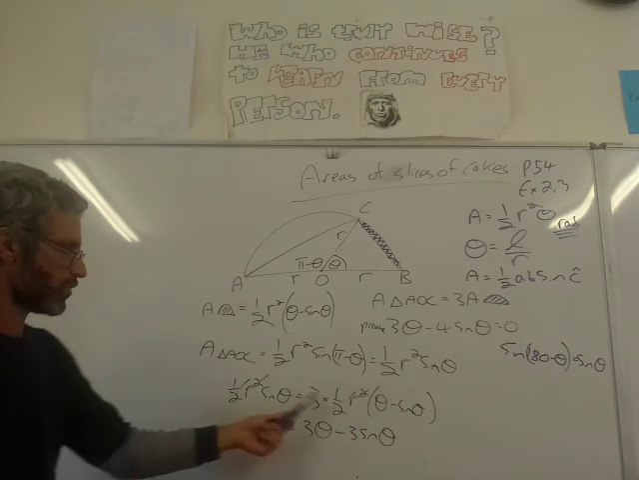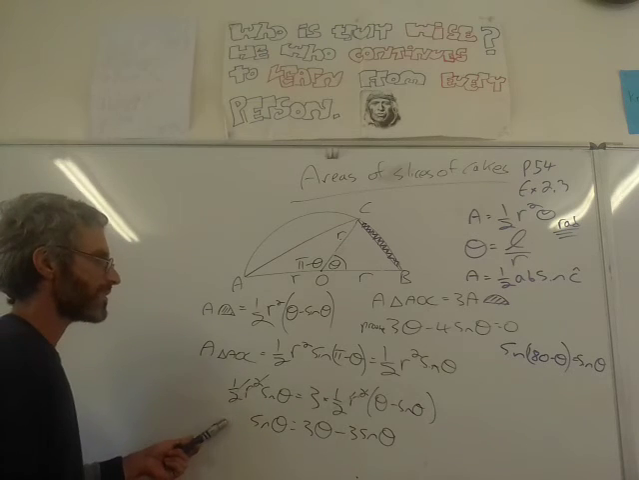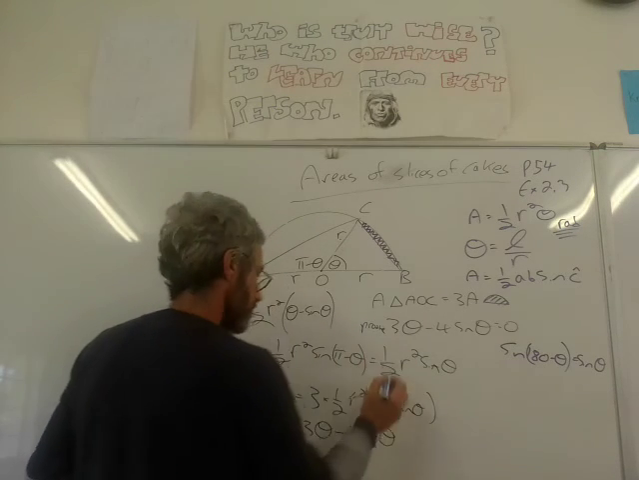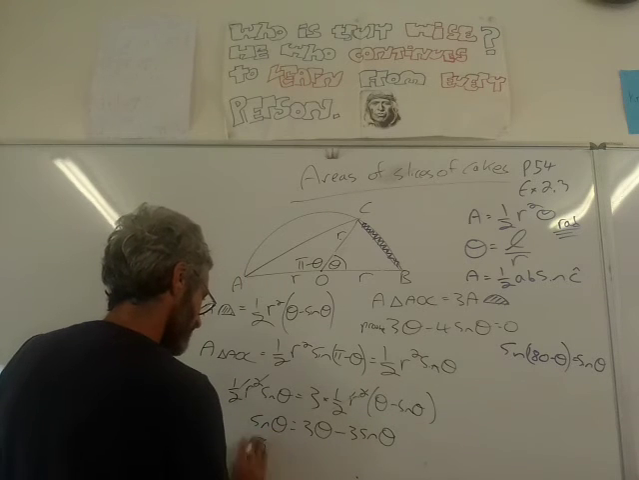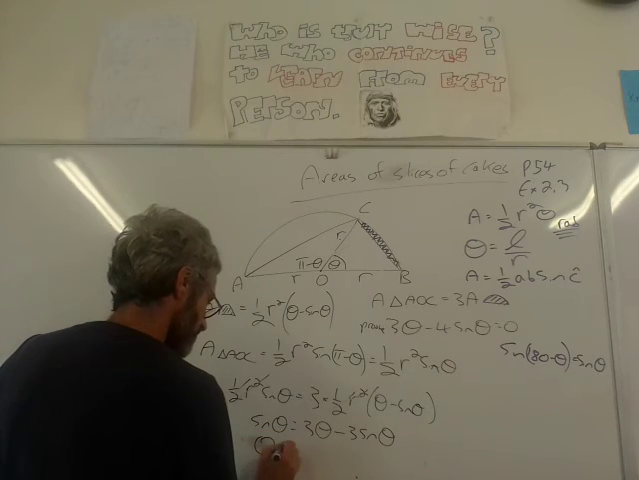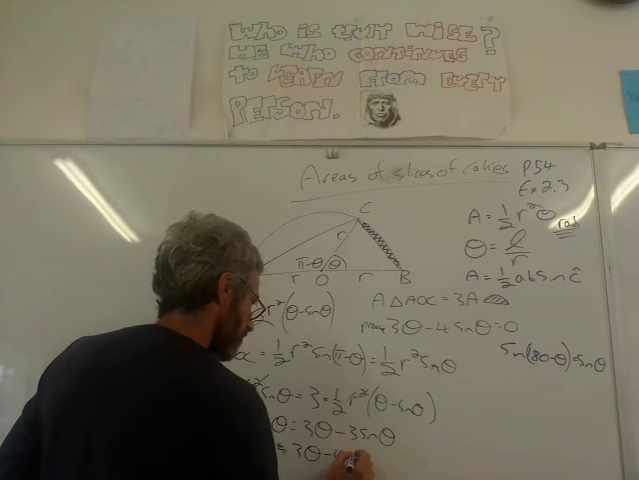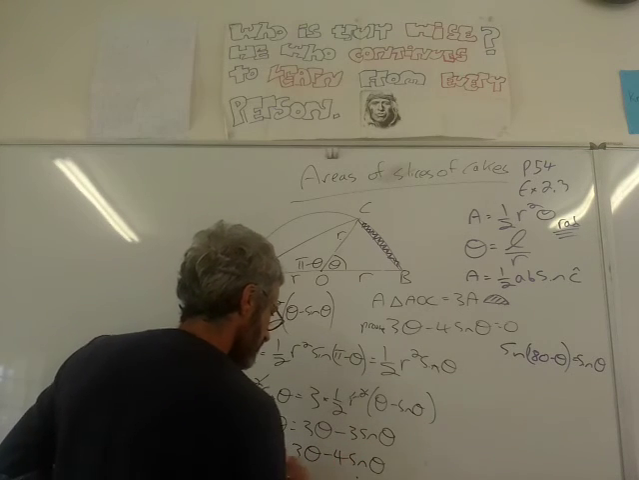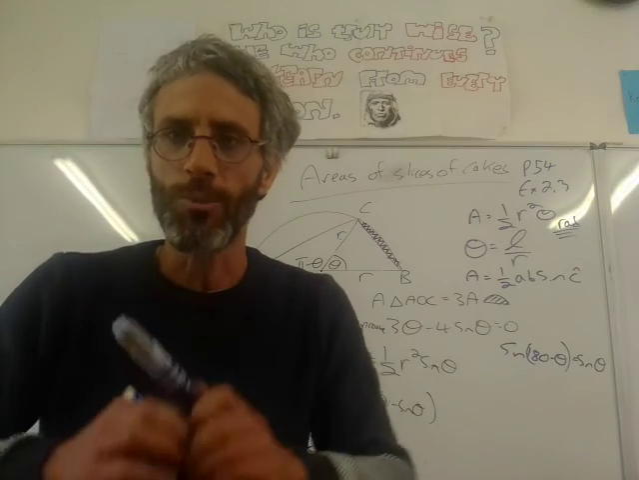Move the 3 sine theta to the other side. And what do I get? No, sorry. I'll move the sine theta over there, so I'll get 0 equals 3 theta, and moving the sine theta to this side, it will be 4 sine theta. And that's what I wanted to prove. So I'm going to pause here.